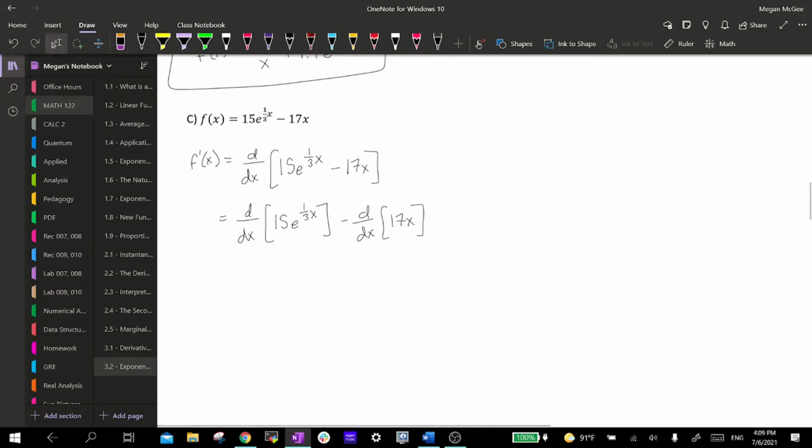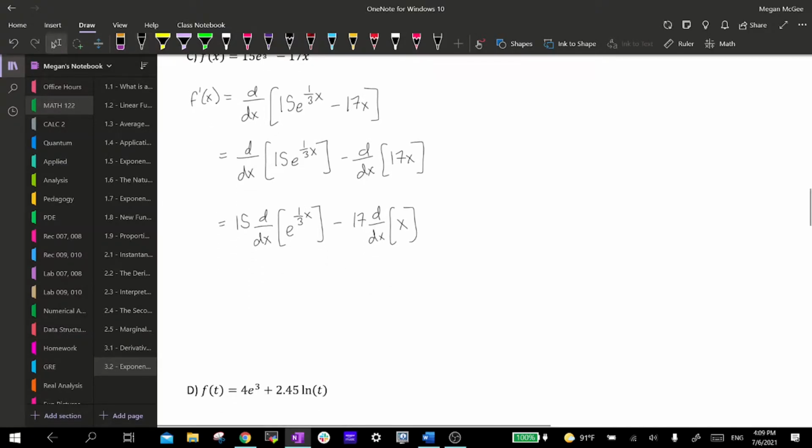So then we need to go through and use our constant multiple rule again, where we pull the 15 out front. So we have 15 times the derivative with respect to x of e to the 1/3 x. And again, we'll pull the 17 out over here, so we just have the derivative of x with respect to x. So now we need to go through and calculate each one of these derivatives. So we have 15 times the derivative of e to the 1/3 x.